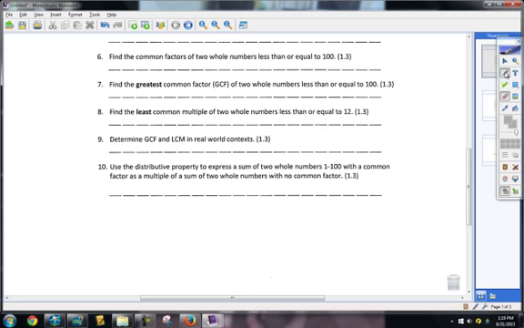Your learning target here is going to be, I can use the distributive property. Everybody please put a little bracket around that. You're going to learn what that is. Probably nobody knows what that is. To express a sum of two whole numbers, 1 to 100, with a common factor as a multiple of a sum of two whole numbers with no common factor.